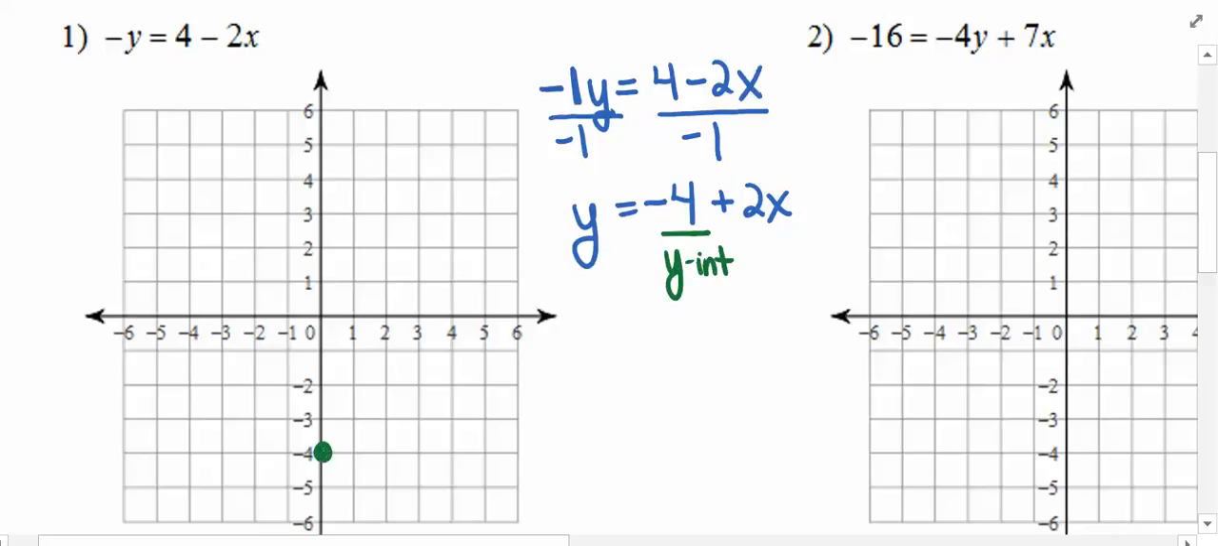So I'm going to start at negative 4, and I know that my slope is 2 over 1, so I can go up 2 over 1, up 2 over 1, and keep doing that until I get off my graph. Remember, I can also go down 2, back 1. Okay, that's also on my line.